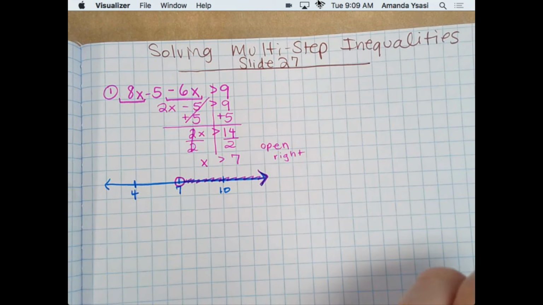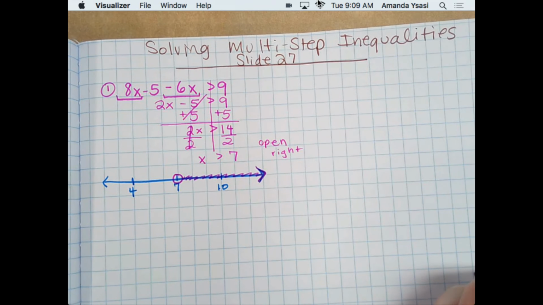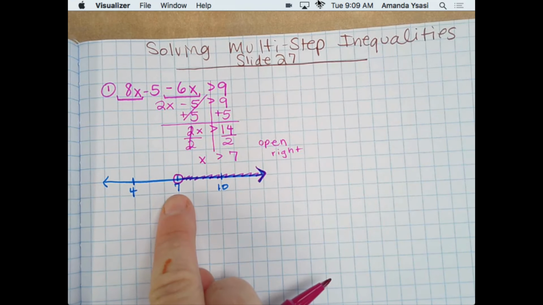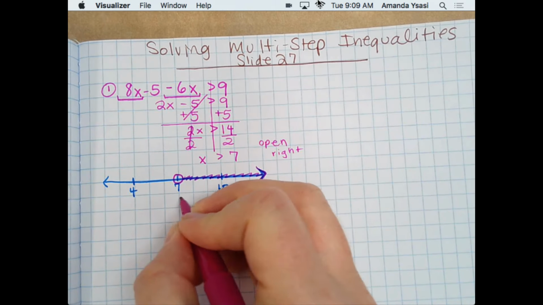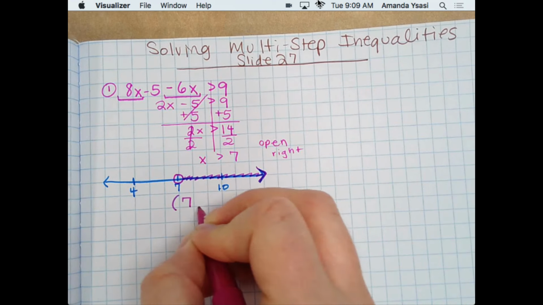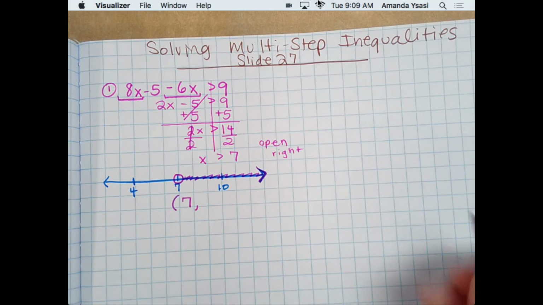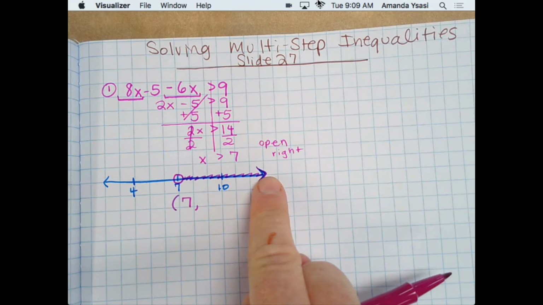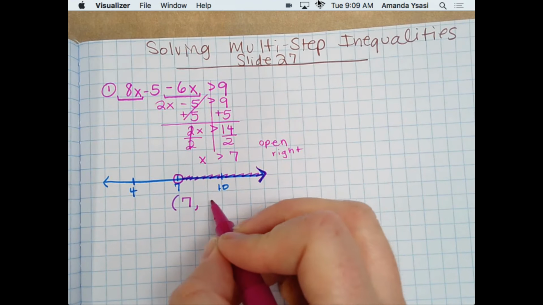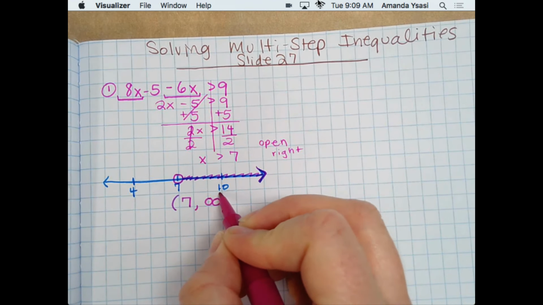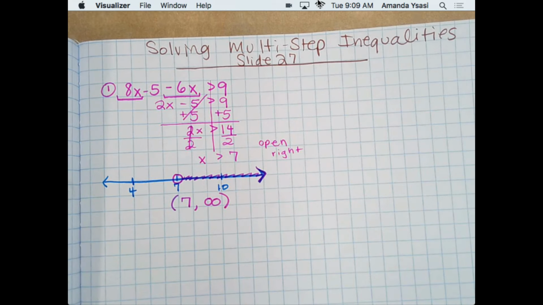And let's also write the interval notation. The only time you do the bracket is if it's a closed circle. So this is an open circle, and we always do the interval starting with the smallest number it could be, which is 7. So parentheses 7, comma, and it's going on and on forever to infinity. So infinity, parentheses. So that's your interval notation.